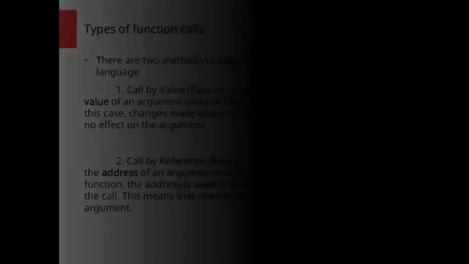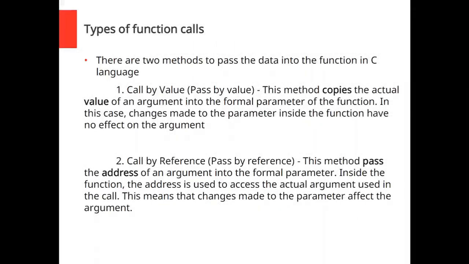Now we will see what are the types of function calls. There are two methods used to pass the data into the function. They are call by value and call by reference. In call by value, the actual value of the argument is copied to the formal parameter of the function. Thus, the value gets stored or copied into the function. Hence, any changes made to the parameter inside the function have no effect on the actual arguments or the actual variables.